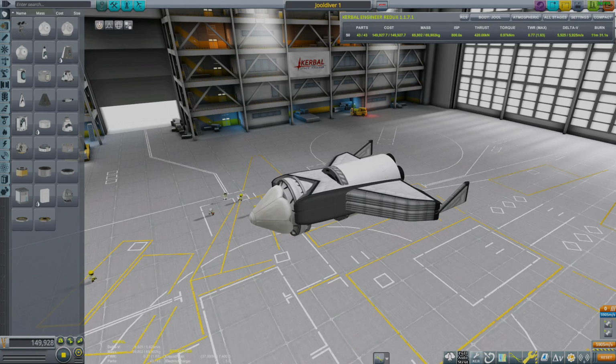So this is Jool Diver 1, which was my very first attempt at aerodynamic flight on Jool. It was primarily designed to test the heating effects on Jool. However, it was not very effective at that because the extremely high wing area meant that it almost immediately skipped back out of the atmosphere upon entry. This was quickly rectified with Jool Diver 2.